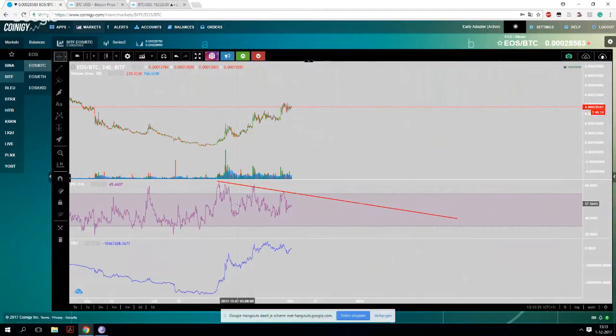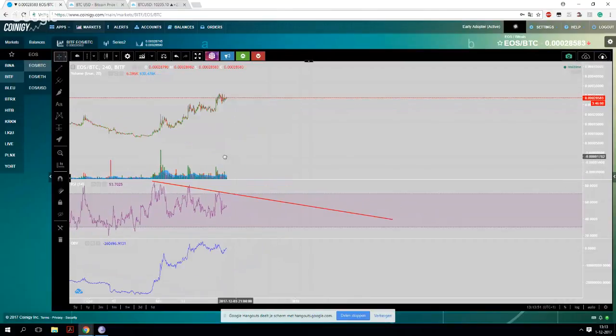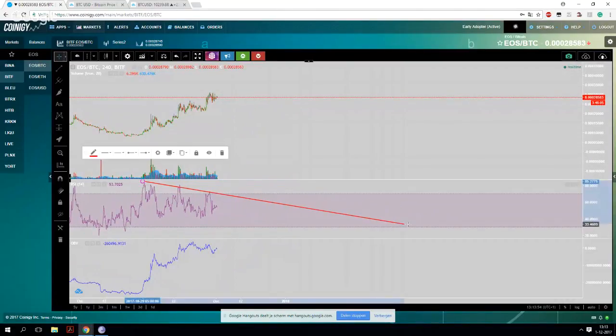So let me explain what I'm seeing here. We have the RSI that's making lower highs, and we have the price that's going up. I believe we could potentially see a correction on EOS in like 1 or 3 months. I don't know. But what I do know is that if it continues to make lower tops like this, then this should be somewhere in the middle of 2018.